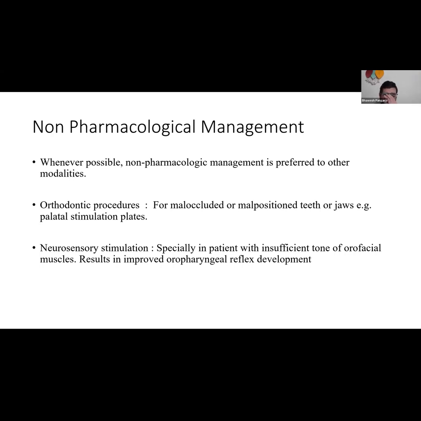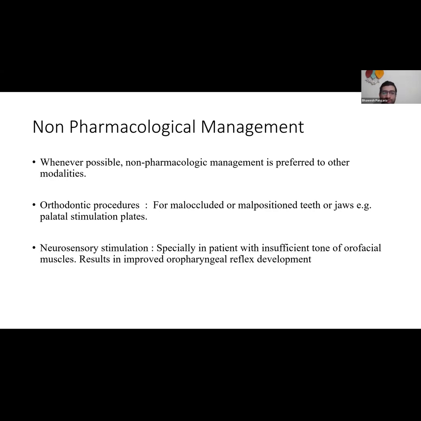So that was about the pharmacological and medical treatment of sialorrhea. Coming to non-pharmacological management, whenever possible, especially when the sialorrhea is mild, non-pharmacological management is preferred over any pharmacological treatment.